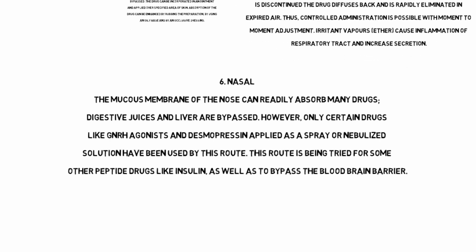Nasal. The mucous membrane of the nose can readily absorb many drugs; digestive juices and liver are bypassed. However, only certain drugs like GnRH agonists and desmopressin, applied as a spray or nebulized solution, have been used by this route. This route is being tried for some other peptide drugs like insulin, as well as to bypass the blood-brain barrier.